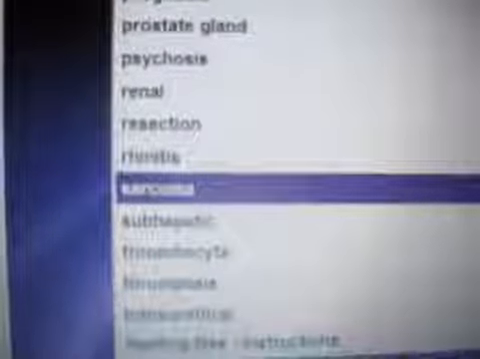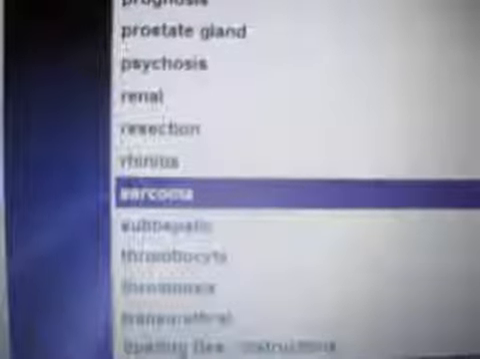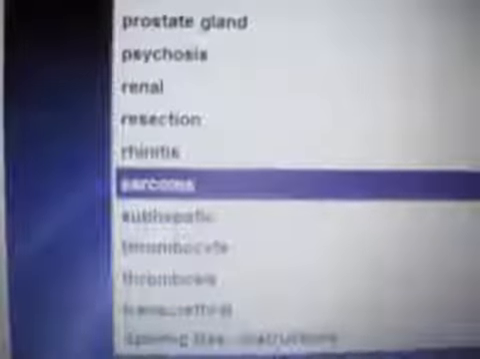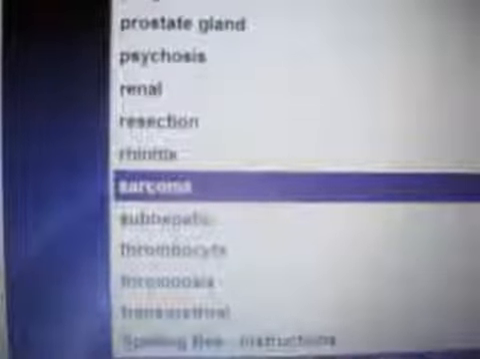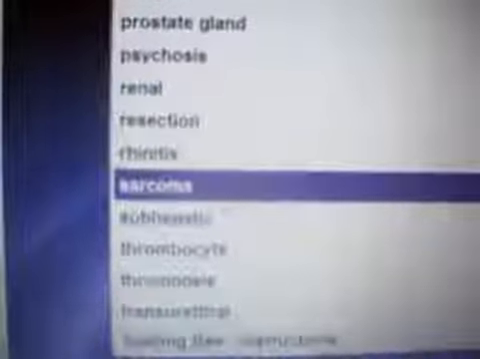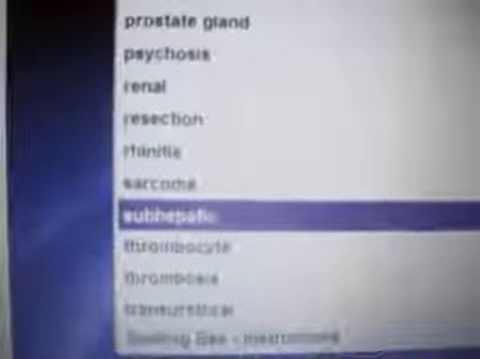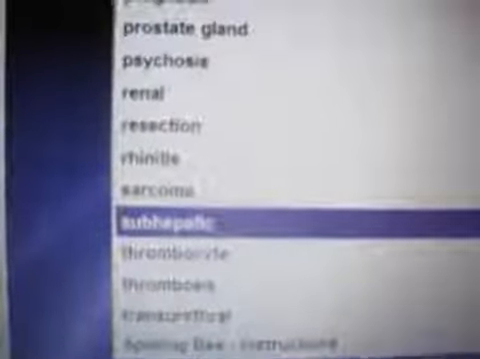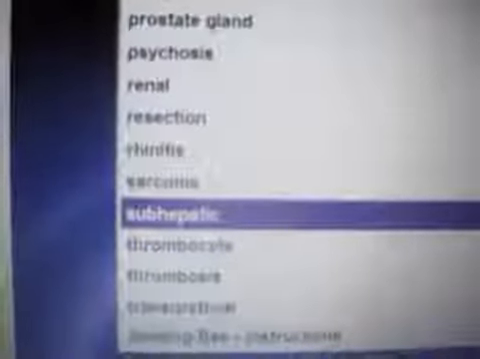Sarcoma. The combining form sarco means flesh. The suffix oma means tumor or growth. A sarcoma is a tumor of fleshy tissues. Bone, muscle, fat, and cartilage are fleshy tissues. When they become cancerous, they are called sarcomas. Subhepatic. The prefix sub, S-U-B, means below. Subhepatic is pertaining to below the liver.